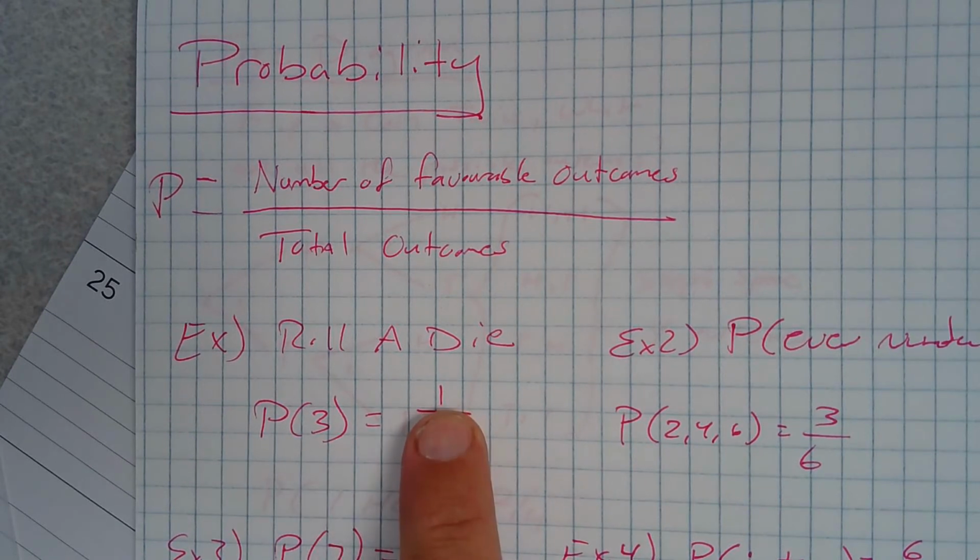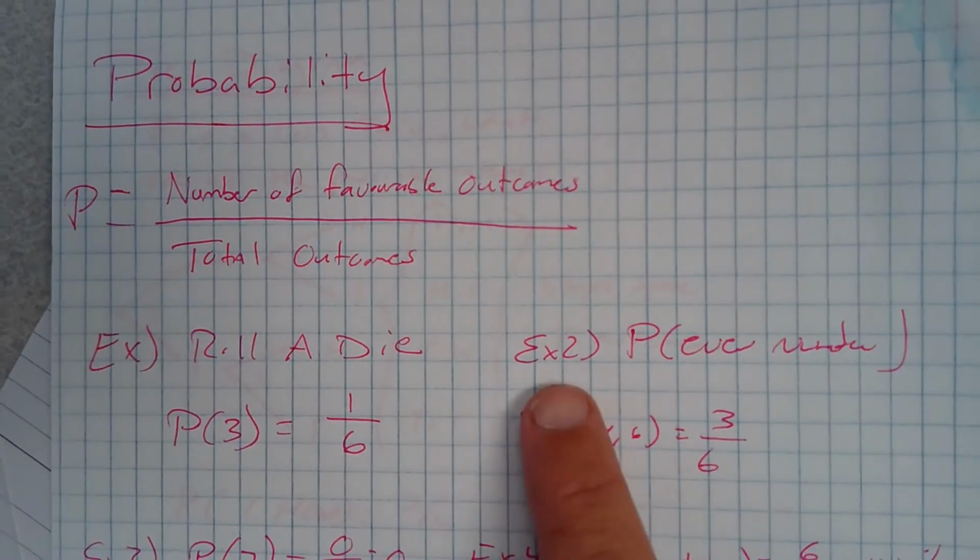Well, there's only one way you can roll a 3. There are 6 numbers on a die, so your probability would be 1 out of 6. And again, most of the time we're going to leave our probabilities just in fraction form. We're not worried about reducing them, or changing them to percents or decimals. Fraction form is fine.